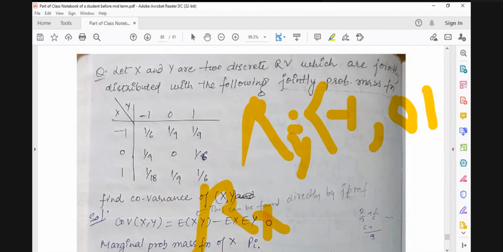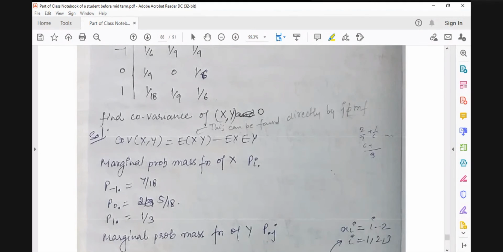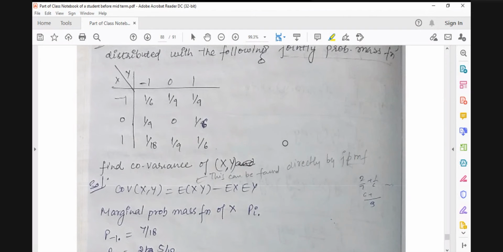So Rx and Ry, once we identify these as the range of X and range of Y, then first I am writing, because I don't want any confusion, I am writing X of -1 as -1.